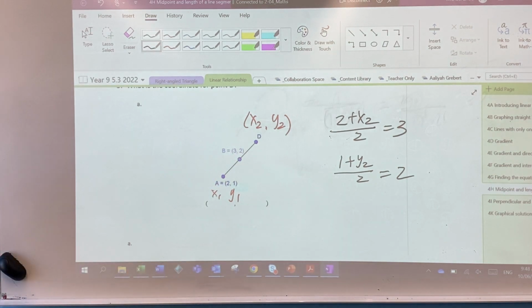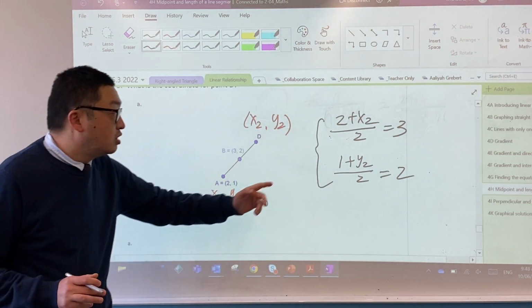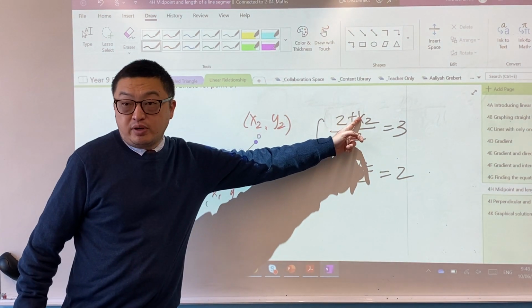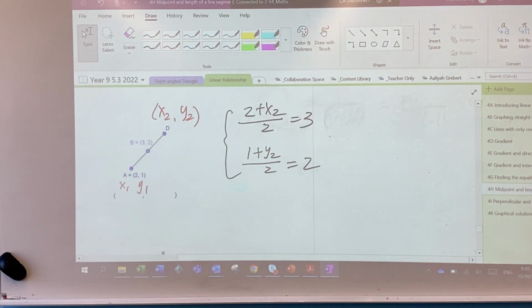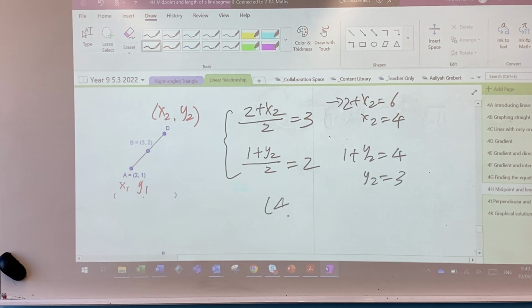Yep. Then this looks like a simultaneous equation. It is not a simultaneous equation because I can solve it for x, I can solve it for y. Good? So 2 plus x2 equals 6, x2 equals 4. 1 plus y2 equals 4, y2 equals 3. So your answer is 4, 3 for D.